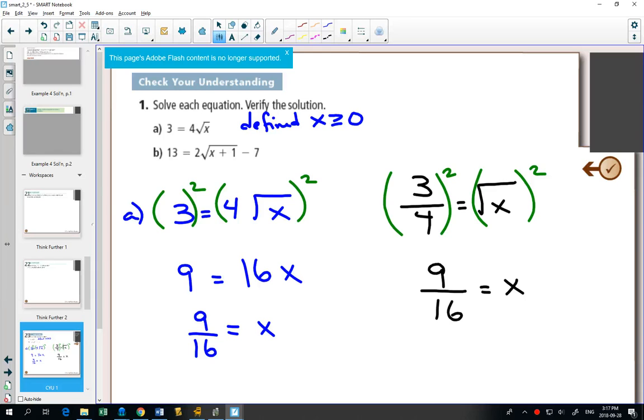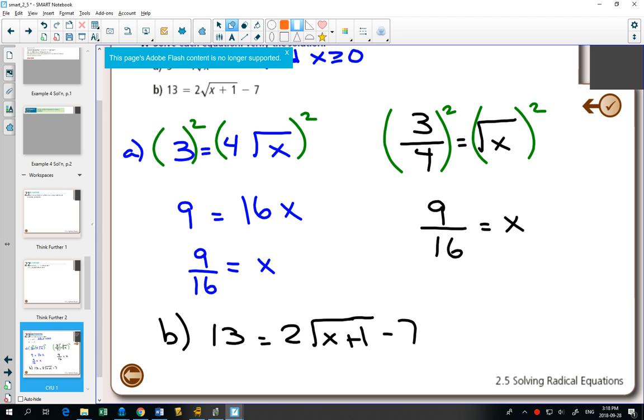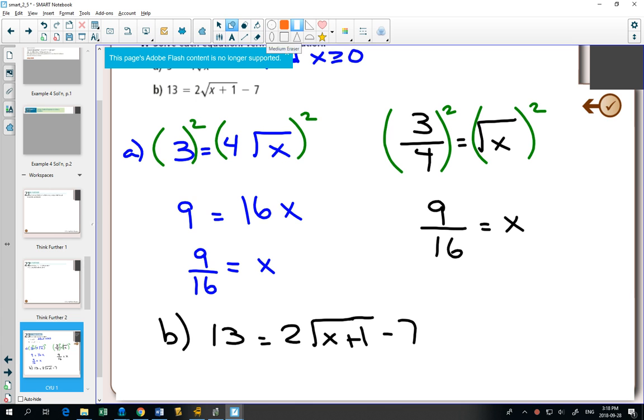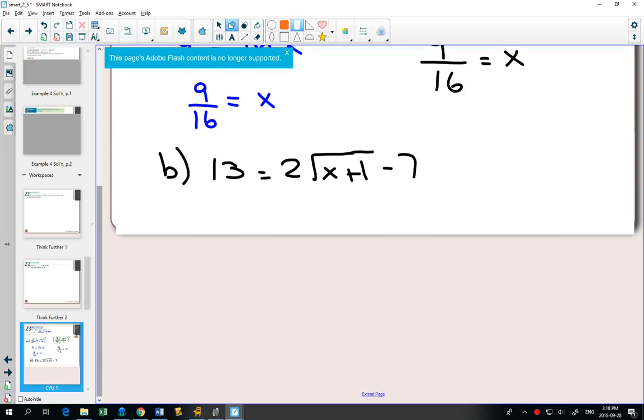For part B, some of the same skills that you had in solving equations previously apply. We want to get the square root by itself. I have some like terms here. Do you see on the one side I have 13? On the other side I have minus 7. I could put those together by adding 7 to both sides. That would give me 20.